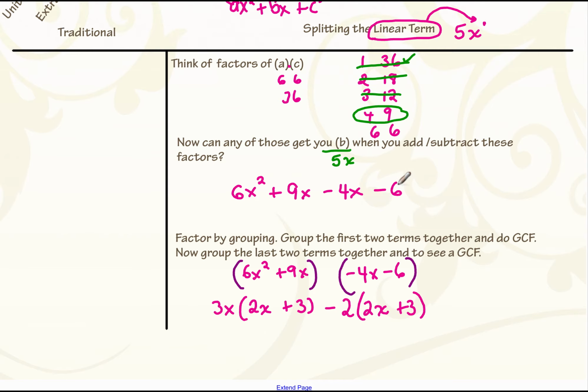So now I have a common factor again. So it's almost as if I'm doing the greatest common factor 3 times. Once in the first grouping, once in the second grouping, and once in the end. So now if I were to pull out this 2x plus 3, because it's common to both, I'm left with 3x and a minus 2. And there, I factored by splitting that middle term.